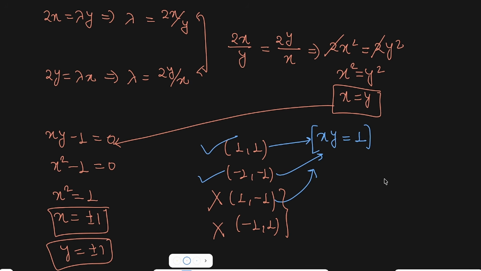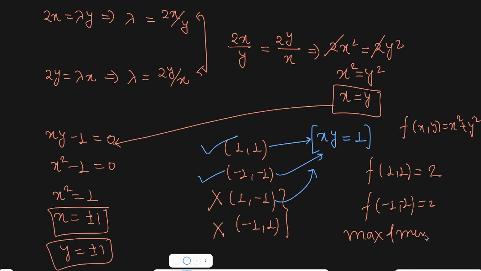So for (1, 1), now find the value at (1, 1). When you put (1, 1) in your function f(x, y) = x² + y², you will get 2. When you put (−1, −1), again you will get 2. It means the maximum and minimum will occur at both cases. Now you have to decide whether it is a minimum value or maximum value, because it is very difficult to choose. Now how to choose whether it is maximum or minimum?